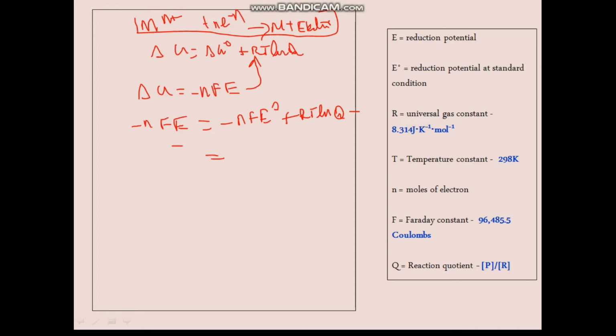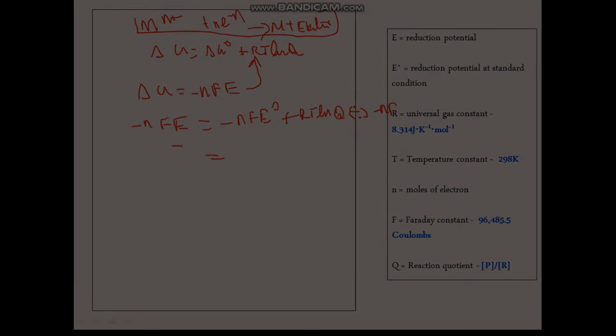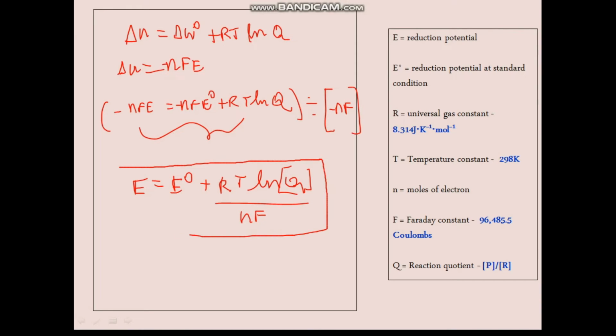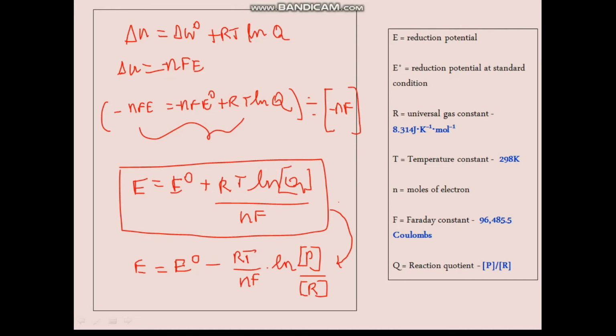Now dividing this whole equation by minus NF, that will bring E is equal to E naught plus RT ln Q divided by NF. So this is called Nernst equation. This Nernst equation can sometimes be written the other way, such that E is equal to E naught minus RT by NF into ln Q. The quotient Q stands for the ratio of concentration of the product to the concentration of the reactant. So they are one and the same. This is called Nernst equation.